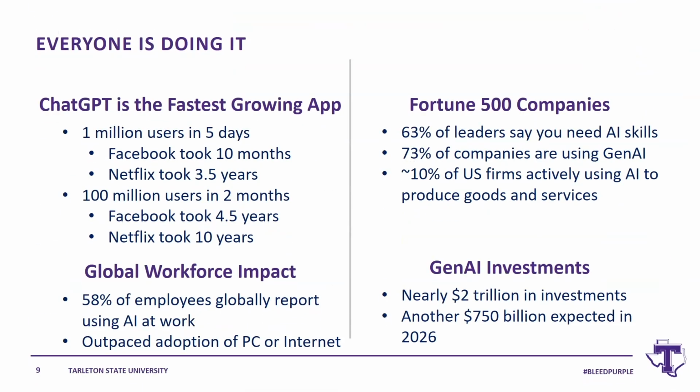ChatGPT reached 1 million users in 5 days, compared to Facebook's 10 months and Netflix's 3.5 years. It hit 100 million users in 2 months, becoming the fastest-growing app of all time. Across Fortune 500 companies, most leaders say AI skills are required, and most companies are already using generative AI. Nearly $2 trillion have been invested in AI, with another $750 billion expected by 2026, which still isn't enough to meet AI demand. It is the largest infrastructure project in human history.